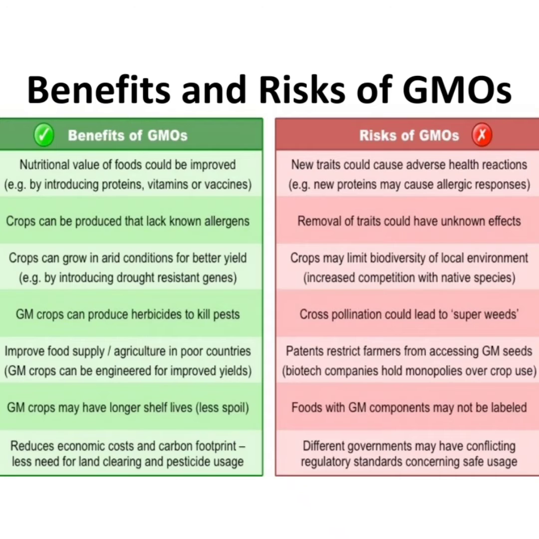Genetically modified crops may have longer shelf lives or less spoilage, whereas the risk, foods with genetically modified components may not be labeled. Reduces economic costs and carbon footprint, less need for land clearing and pesticide usage, whereas risks, different governments may have conflicting regulatory standards concerning the safe usage.